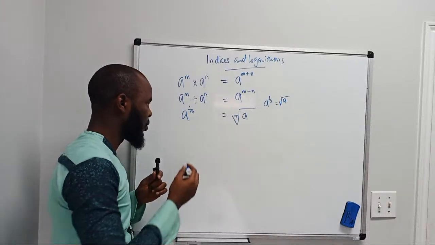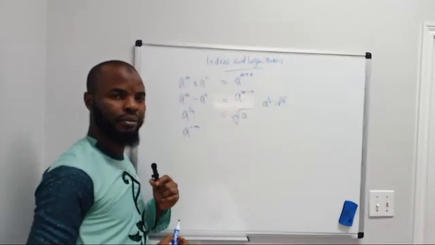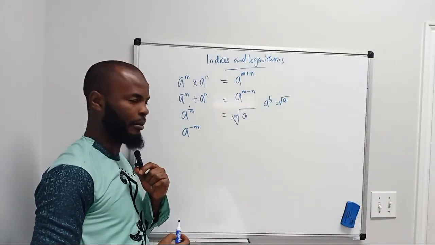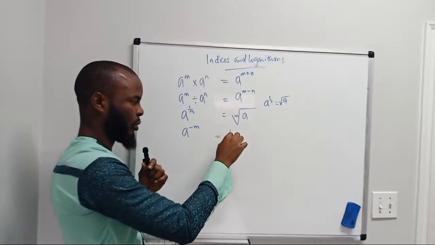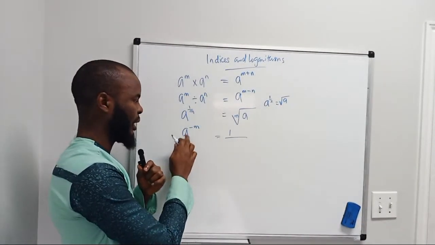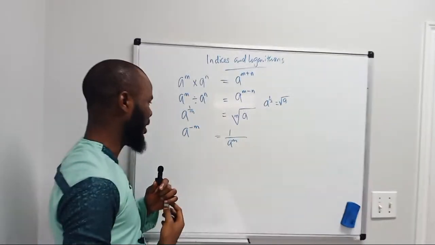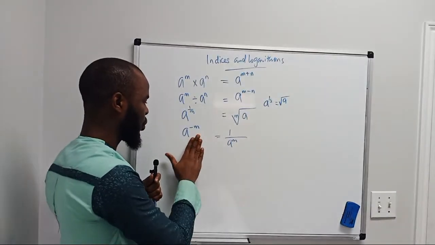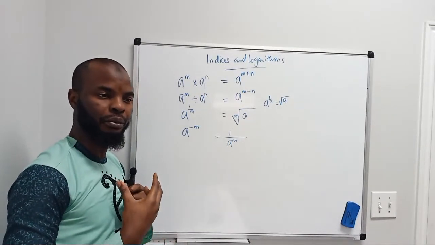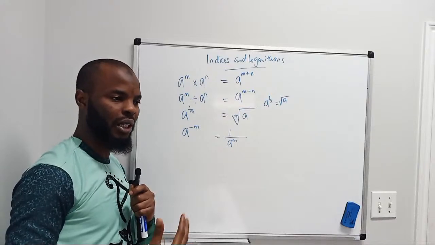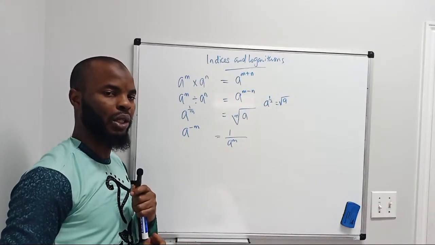Now the fourth rule is that when you have a to the power of negative m, the negative sign at the power turns it to 1 over a to the power of m. The application of these rules is what I've been using in some of my previous videos on Olympiad questions and some other tough mathematical problems. Once you memorize or know these rules, then you are good to go.